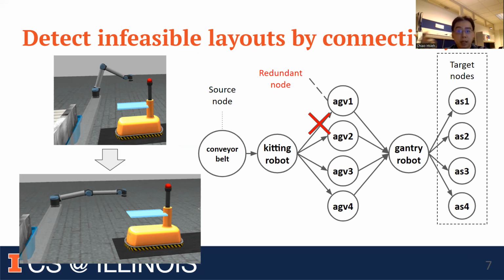Using this connectivity graph, we can detect that the AGV1 is redundant now, because there's no way from the conveyor belt to transfer the product part to AGV1. So in general, the connectivity graph can help us filter out what we call infeasible floor plan layouts.